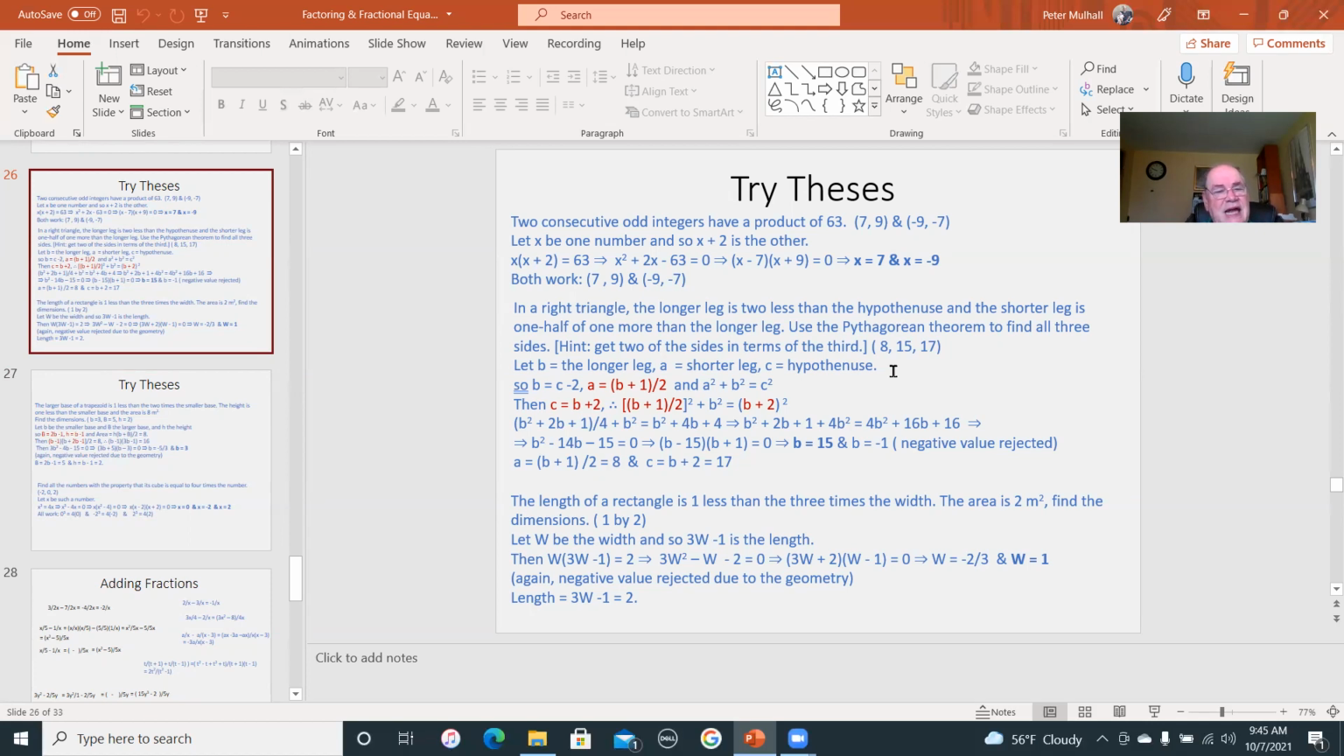So if you look and see that I have A in terms of B, it's pretty easy to get C in terms of B by just solving the little b is equal to C minus 2. If B is equal to C minus 2, then C is equal to B plus 2. And now C can be written in little b. A I was able to write down in terms of little b, and now I can stick all that into the Pythagorean theorem. A squared, which is (B plus 1) over 2, plus B squared, is equal to C squared, which is B plus 2.